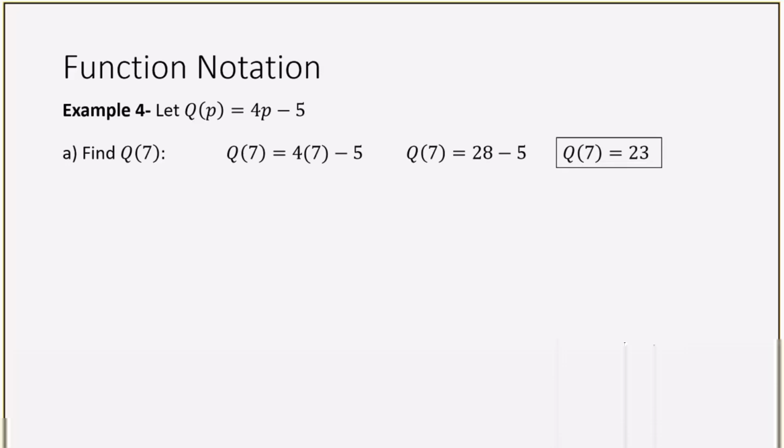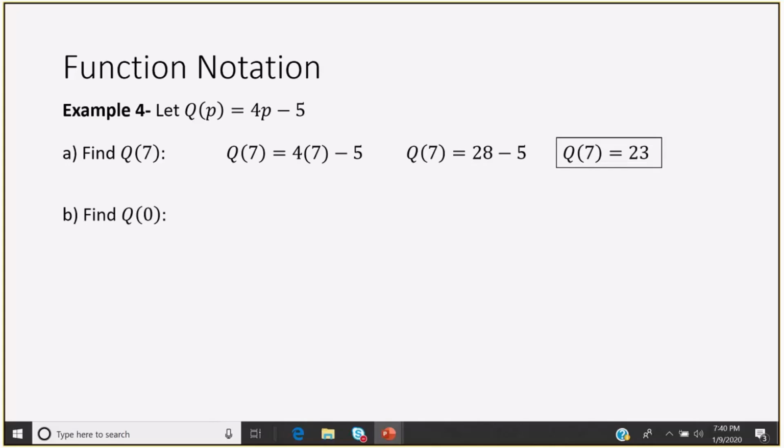And again, it bears repeating. I don't divide both sides by 7. That's my answer. Q of 0, well, I take 0, plug it in for p, solve. 4 times 0 is 0, subtract 5, I get negative 5.